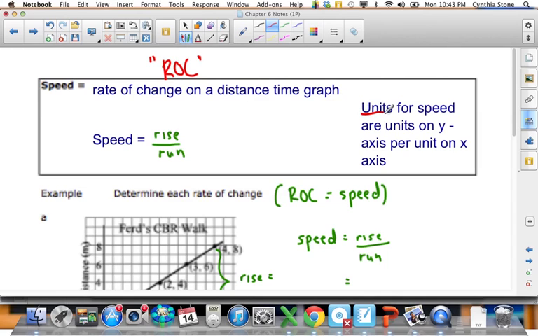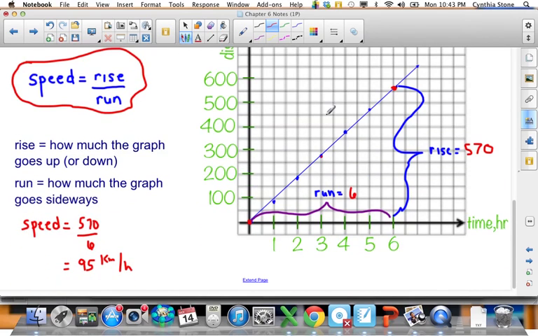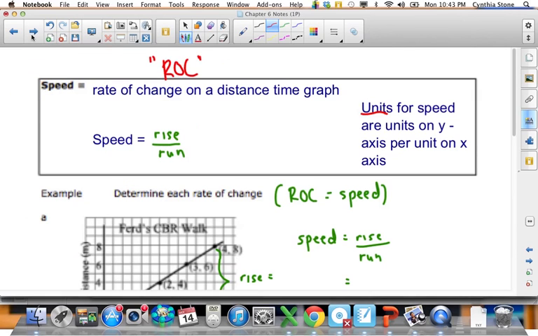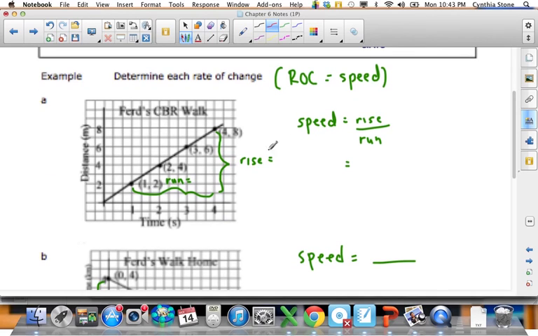Units are whatever's basically given in the question. So it's what's on the y-axis per unit on the x-axis. What do I mean by that? Looking back at the last example, the y-axis was kilometers and the x-axis was hours, so it's whatever's on the y per whatever's on the x. Distance over time. Okay? So let's do it for this example right here. We want to determine each rate of change, which is speed. Okay, so those get used back and forth.